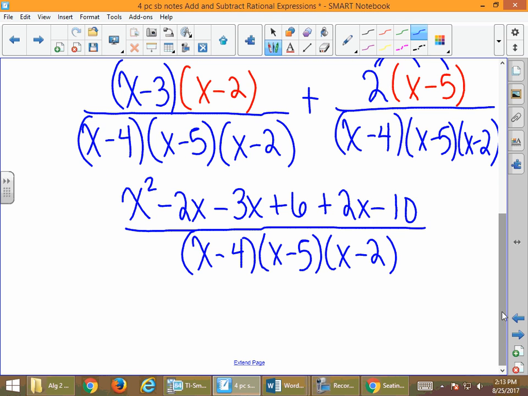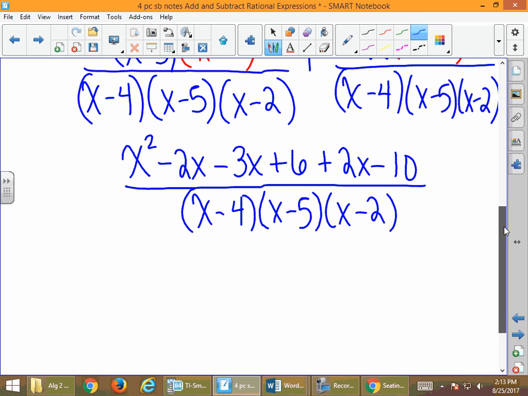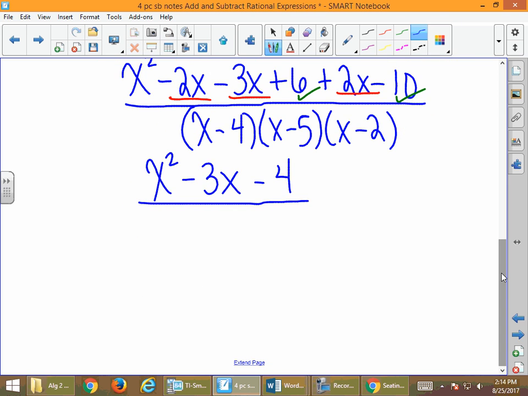And we're getting closer to finishing here. But we do have some like terms up there in the numerator that we need to combine. Nothing with the x squared, but we have minus 2x minus 3x plus 2x. Those are all alike. And when we simplify that, we end up with minus 3x. We have 6 minus 10, which is negative 4. And then finally, down here in our denominator, we have x minus 4 times x minus 5 times x minus 2.